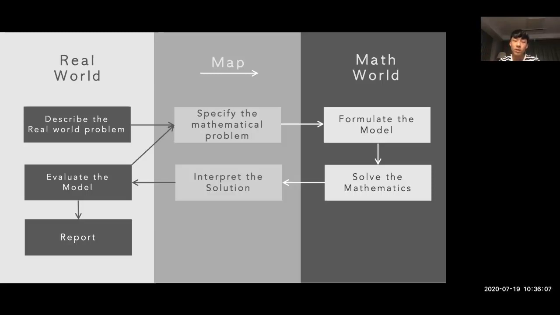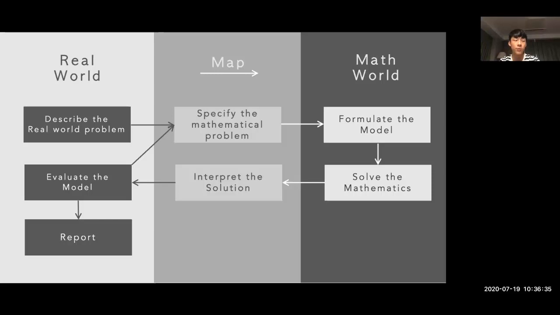And then the third step would be what happens inside this math world. This is formulating the model. This is representing all the variables, these kinds of concepts that you have described into a math equation or these lines of codes, these computer science codes. And then after you formulate the model, you can solve the mathematics. And then after you solve the mathematics, this is going back into the map between the real world and the math world. You interpret the solutions to find the implications or the potential applications of the solution that you have found.